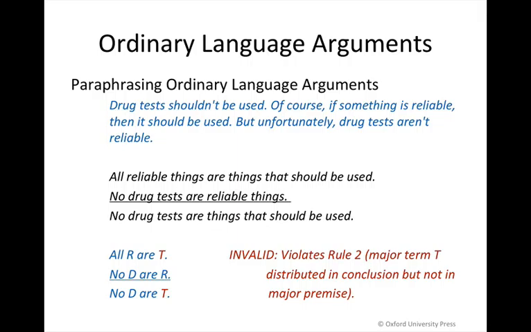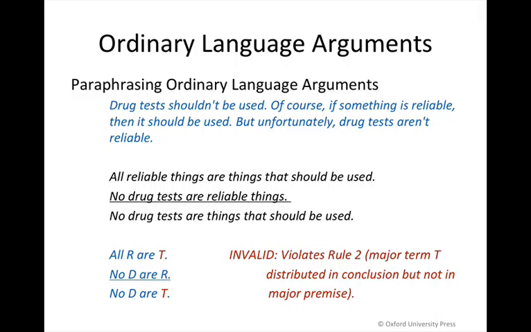So let's start by identifying the conclusion. We have the following argument: drug tests shouldn't be used. Of course, if something is reliable, then it should be used, but unfortunately, drug tests aren't reliable. I think it's clear at this point in our work together that you can tell the first sentence is the conclusion. The language, although not explicitly the language of indicator words and phrases, of course and but, is still language that tells us that there's evidence coming up or more evidence coming up. In addition, so once you've got your conclusion, drug tests shouldn't be used.